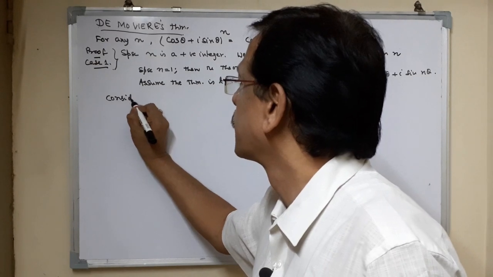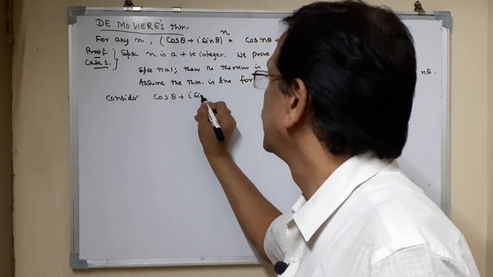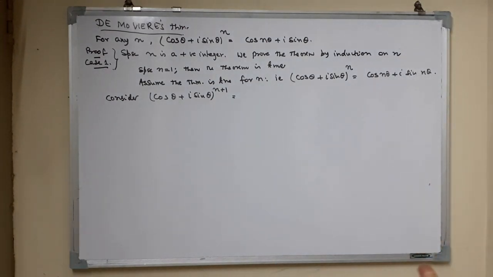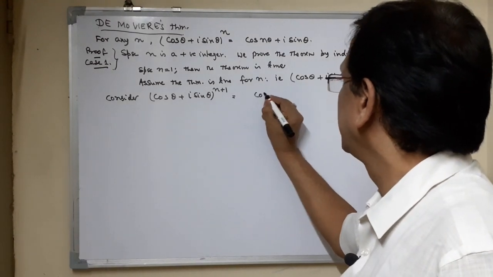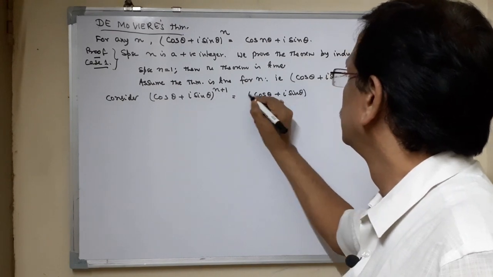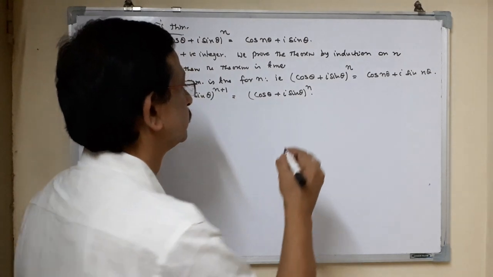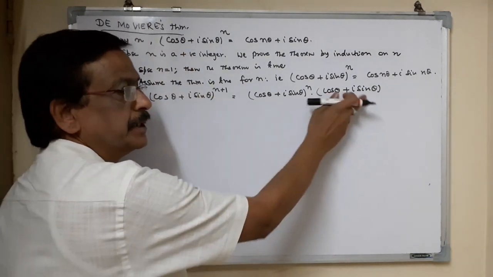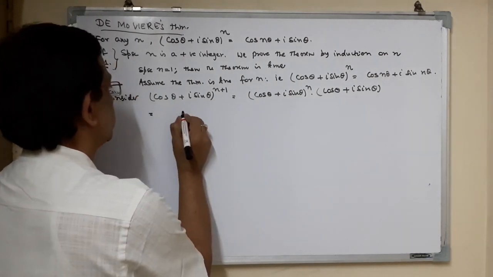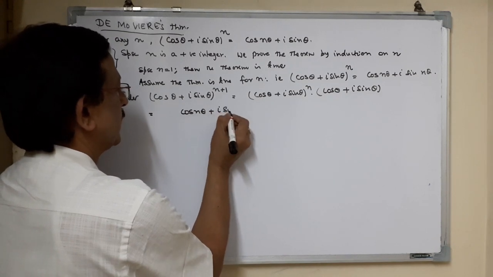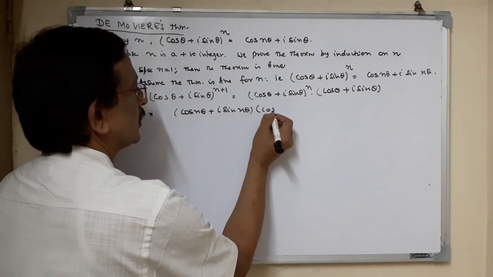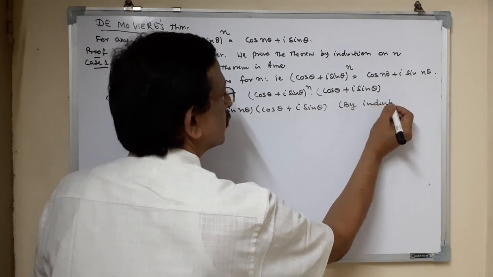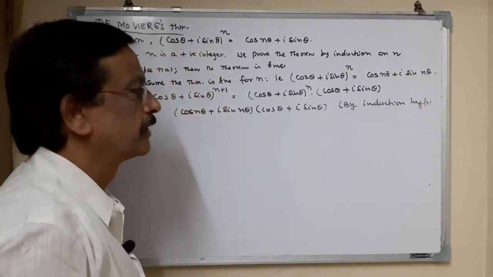So consider (cos theta plus i sin theta) whole power n plus 1. It's true for 1. Let us assume for n. We'll prove it for n plus 1. So this I can write as (cos theta plus i sin theta) whole power n into (cos theta plus i sin theta), because n plus 1 can be written as n into 1, which is equal to, by induction hypothesis, (cos n theta plus i sin n theta) into (cos theta plus i sin theta). This is by induction hypothesis, that means we have assumed it for n.